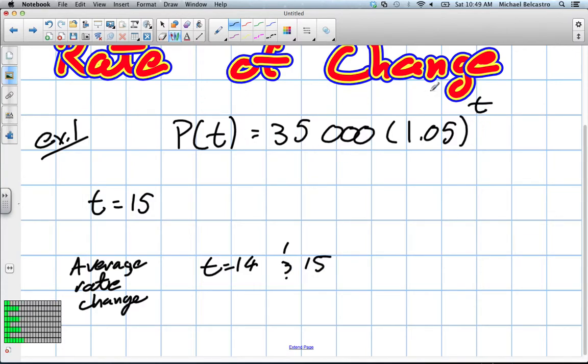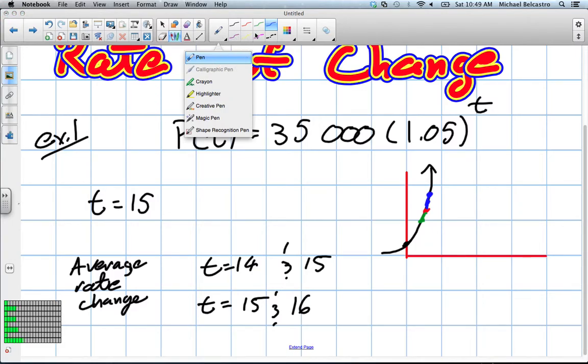I'm going to tell you this is an exponential function. So just to give you a quick idea of what this graph might look like, it's some function that eventually crosses at this point here and then takes off. It goes like this. So let's say 15 is here. We're going to find the average rate of change just before it, 14 to 15, and then the average rate of change between 15 and 16.